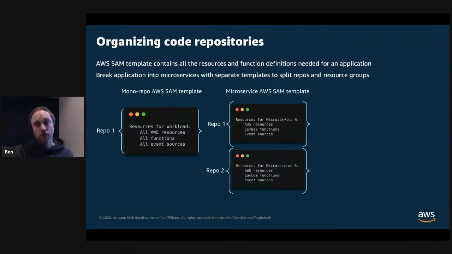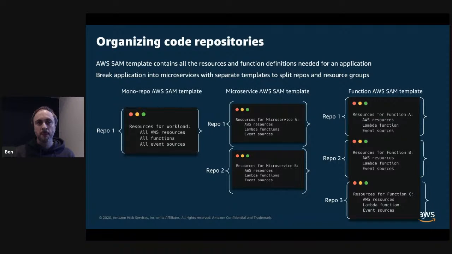Then you have your microservice-based model. So this allows you to create a repository for each individual microservice. And each repository then should have a single SAM template that defines all those resources and functions and event sources that are relevant only to that microservice. And in some situations, it might be necessary to have a function-based repository. So here, your SAM template would define all the resources and event sources relevant just to that specific function.